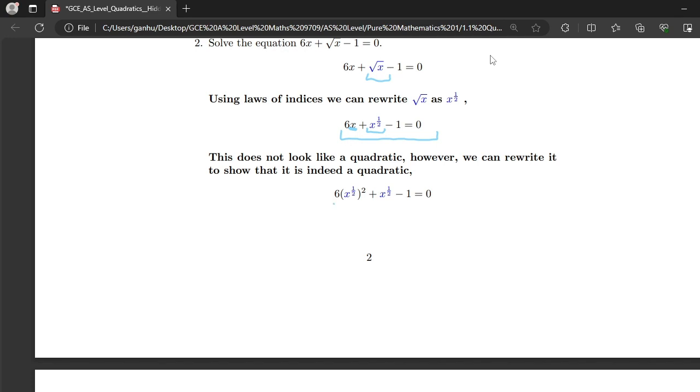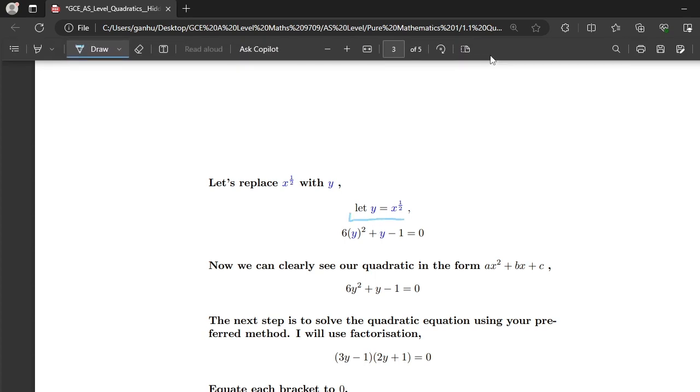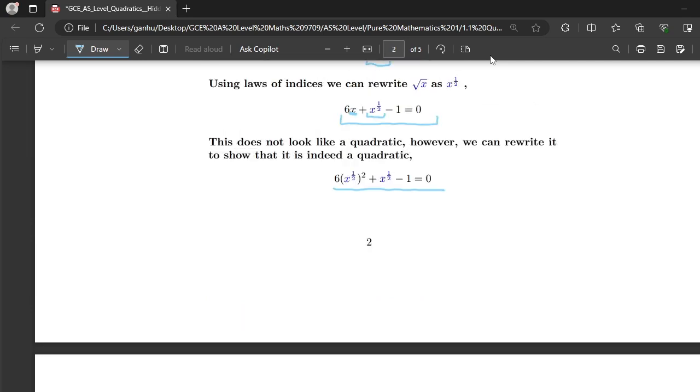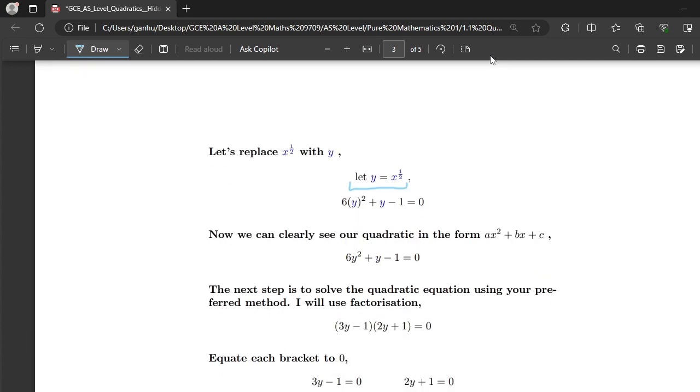So this is 6x to the power half squared plus x to the power half minus 1 is equal to 0. Now we can create the statement: let y equal x to the power half, and wherever there's an x to the power half, you're going to replace it with y. So it becomes 6y squared plus y minus 1 is equal to 0, and this is in the form ax squared plus bx plus c equals 0. So it is a quadratic equation, and we will factorize it and get our roots.